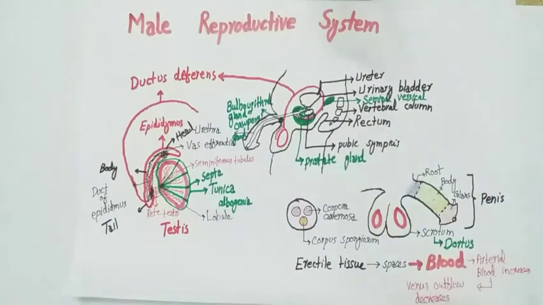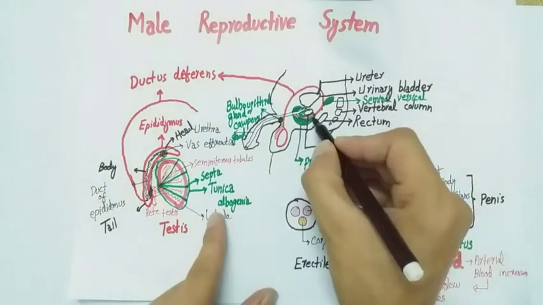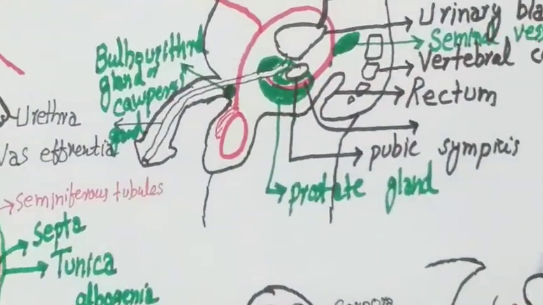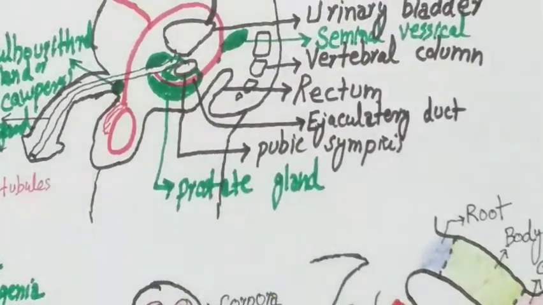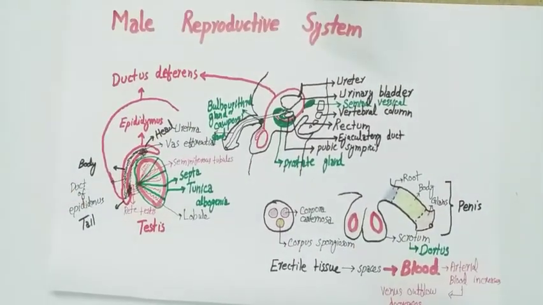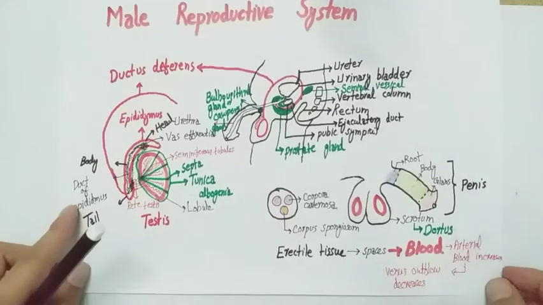Now this very portion of the duct is called the ejaculatory duct, and the ejaculatory duct is then inserting into the urethra. So this was all regarding the internal structures of the male reproductive system.